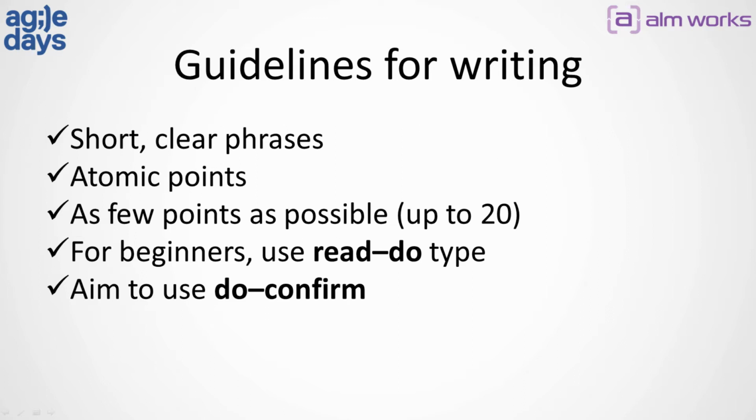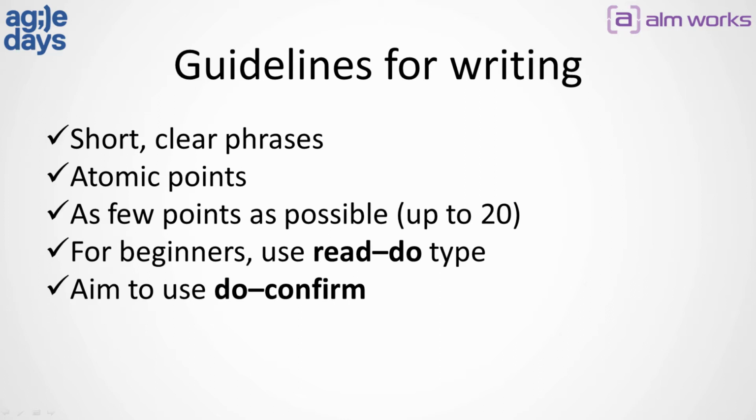Items in the checklist should be atomic or independent of one another. If they rely on other items in the checklist, it becomes harder to navigate the checklist and determine whether everything has been done or not. There should be as few points as possible, ideally no more than around 20 in a single checklist.